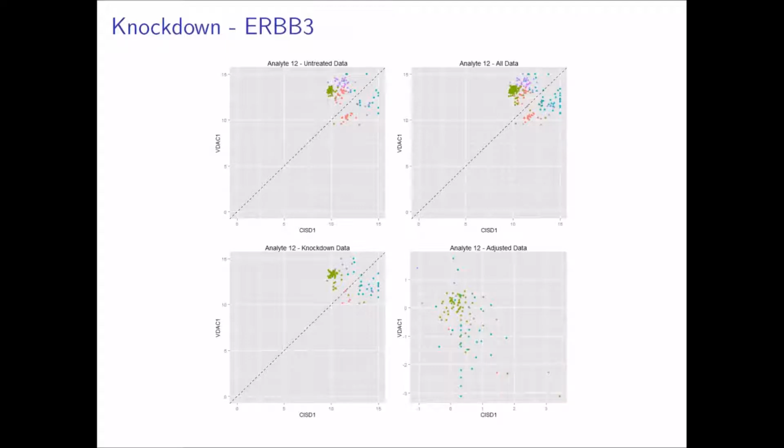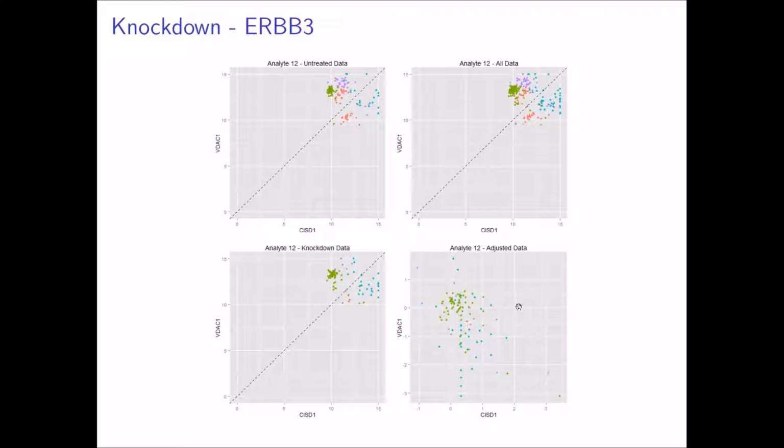And so here is one example. Neither of these are the knocked down gene, so we don't necessarily expect them to change overall. You can see the upper left plot is the untreated data from the plates, and this is actually colored by batch. And there does seem to be at least some clustering by batch for this pair of genes. And then the lower left is the data from the knockdown experiments for this pair of genes. And you see it corresponds fairly well with the same clusters.